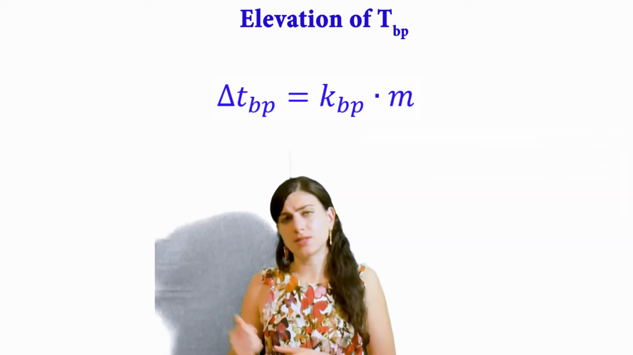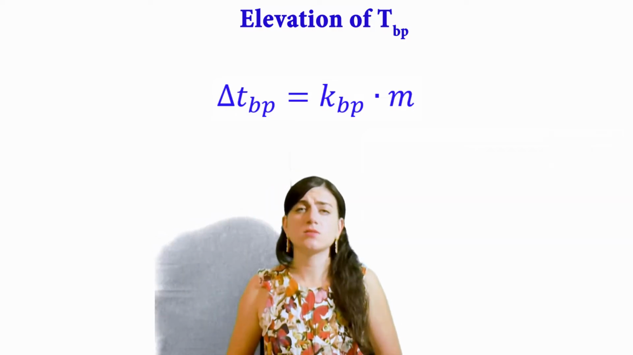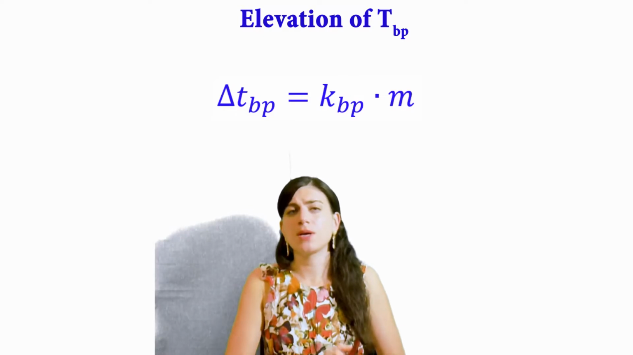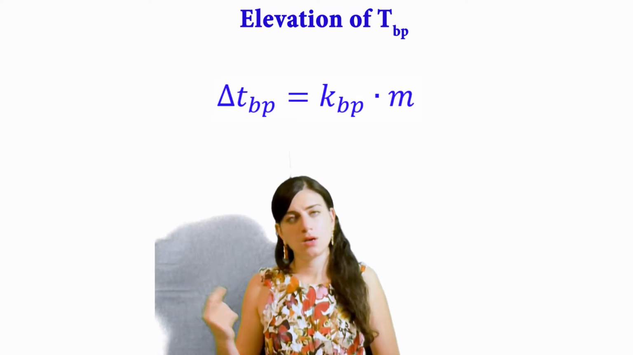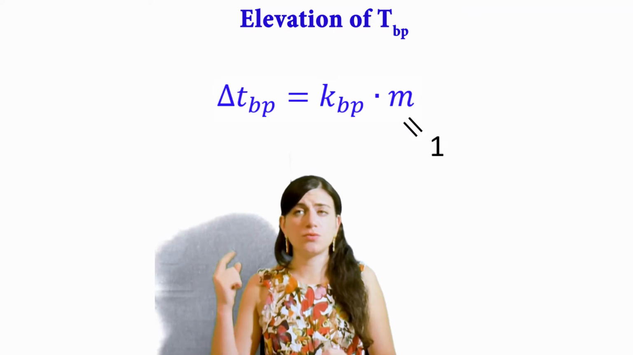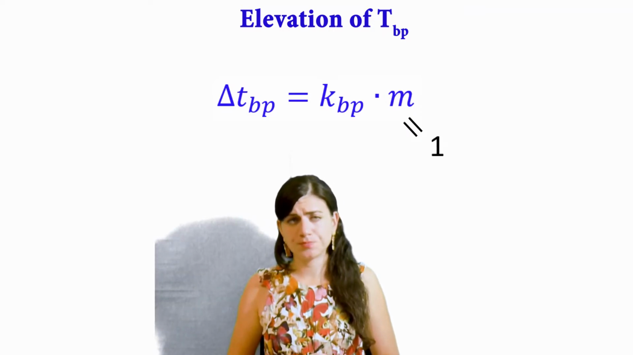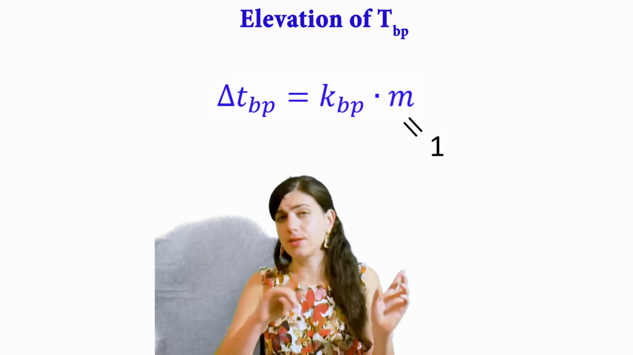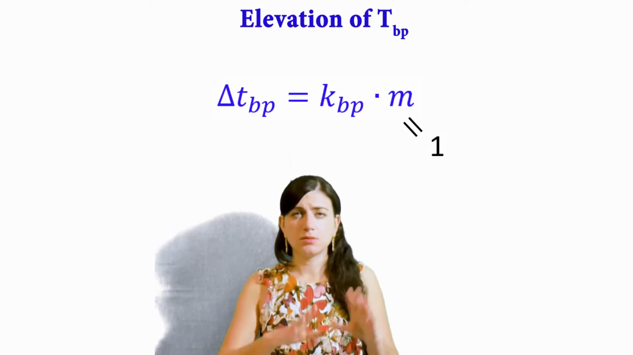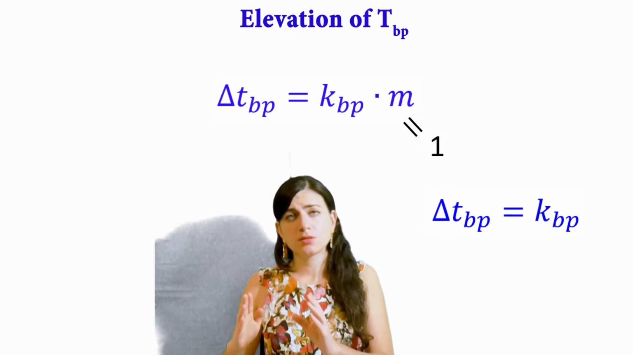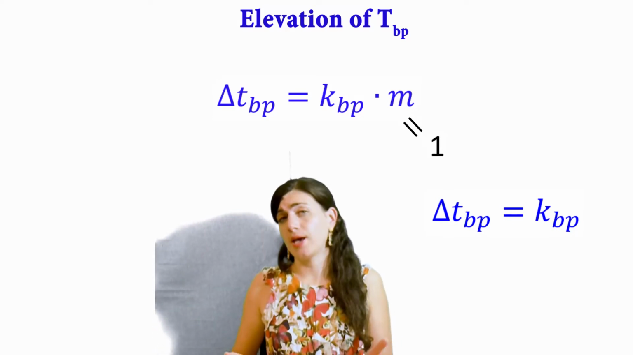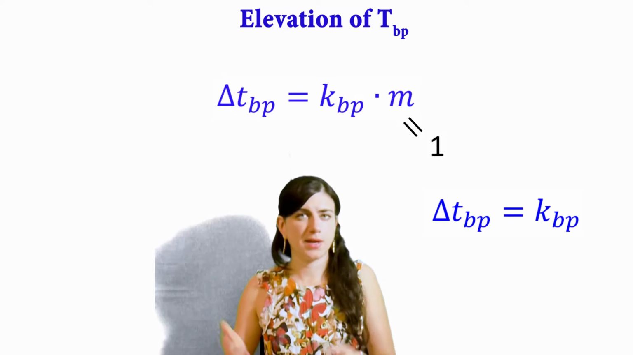So how were these constants calculated? It's very simple. They were experimentally calculated just by taking a solution with molality equal to 1. Because if you have molality equal to 1, the equation will be only the variation of boiling point equals the value K. So you can know K.